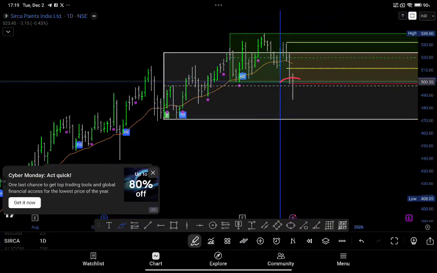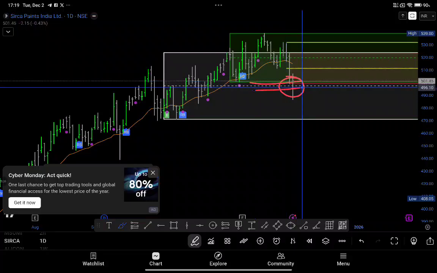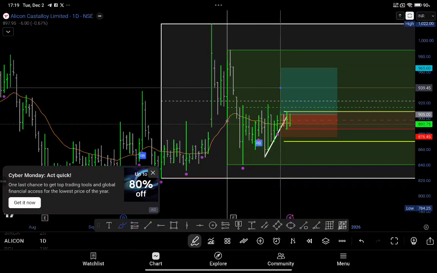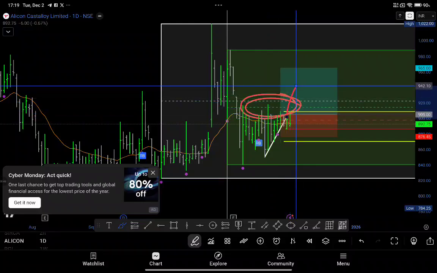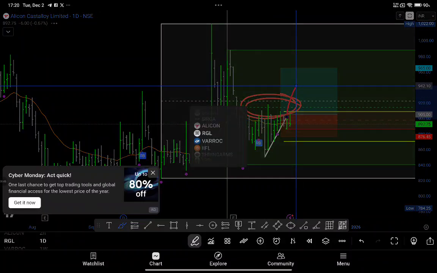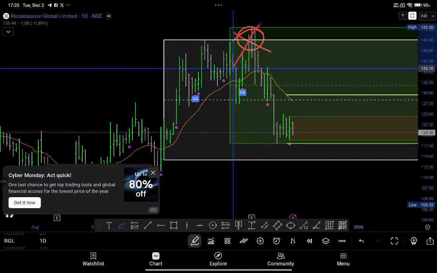Then Sirca is taking an important support at these important levels. There are two important levels which are coinciding over here, and that's why we see a big wick over here. The stock is not willing to go down. Quite choppy, but because it's near an important level, once we have a clear breakout above this, we can just consider a buy over here. RGL, if you see, took resistance at a very important level. We should avoid buying near these levels.